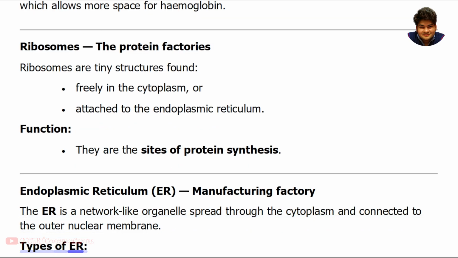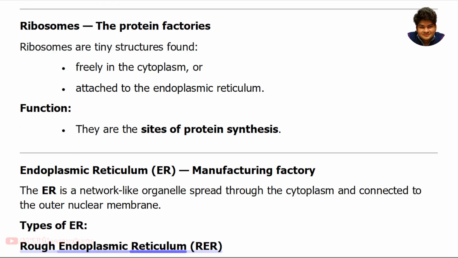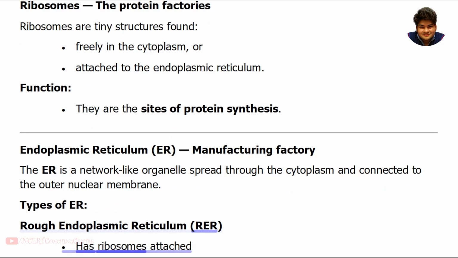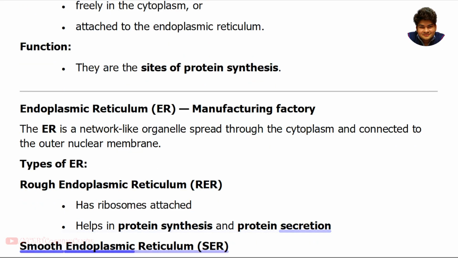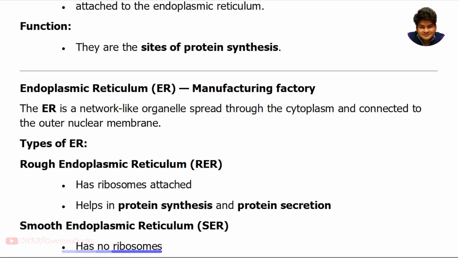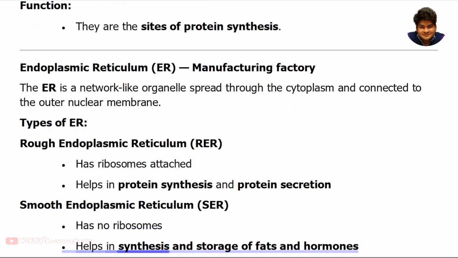Types of ER. Rough endoplasmic reticulum, RER, has ribosomes attached. Helps in protein synthesis and protein secretion. Smooth endoplasmic reticulum, SER, has no ribosomes. Helps in synthesis and storage of fats and hormones.